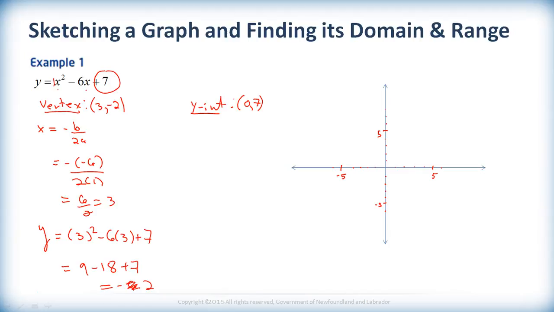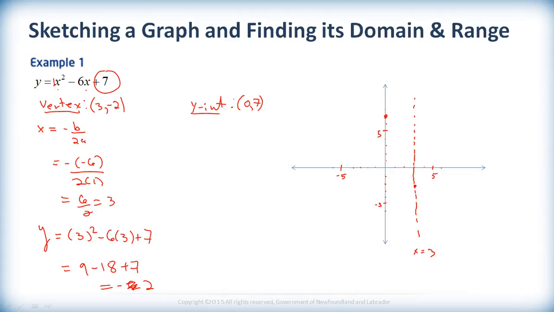Okay. So the vertex we found here was at +3 and -2. So over 3 units and down 2 units, and that puts us right about there. And we have a y-intercept at +7 up here. And then I'm going to imagine my axis of symmetry coming down through my vertex. And of course, that would be at x equals 3.